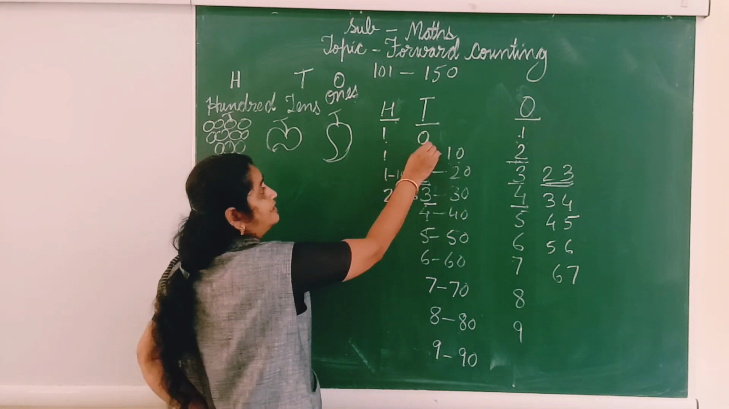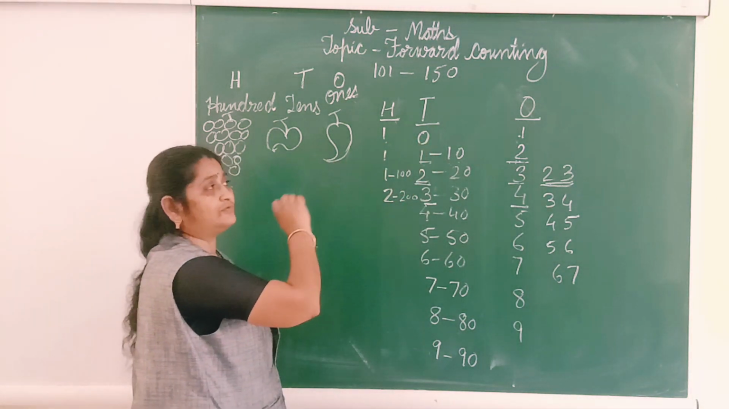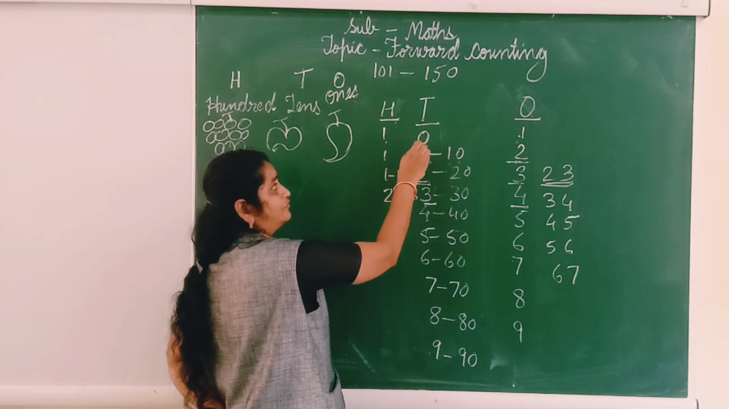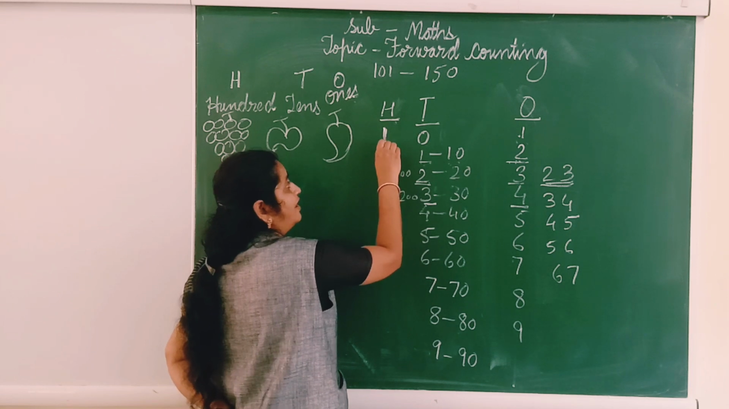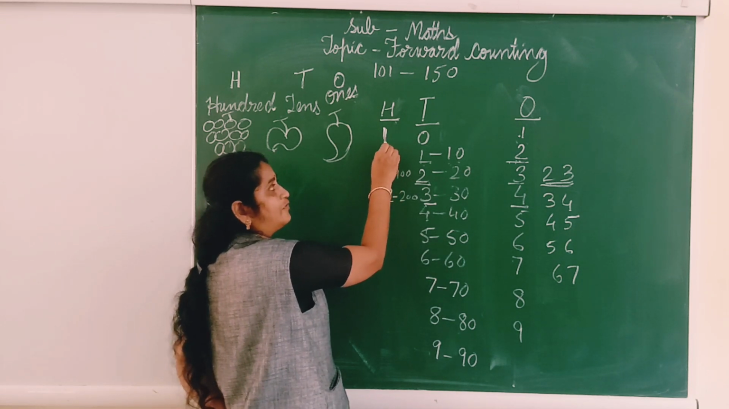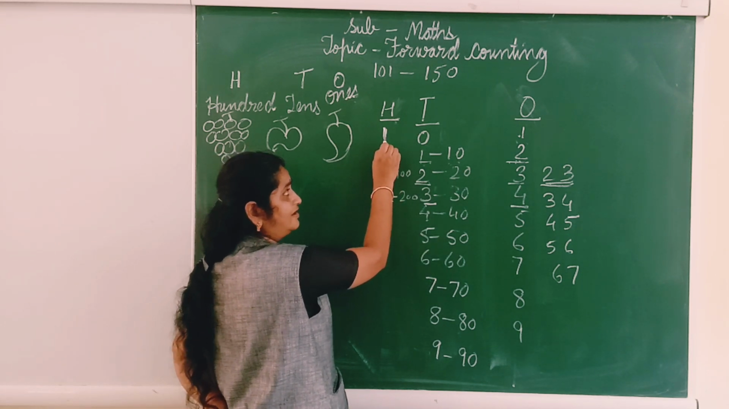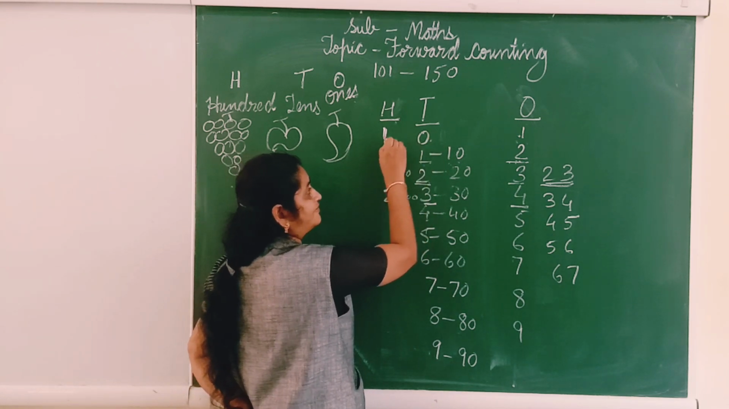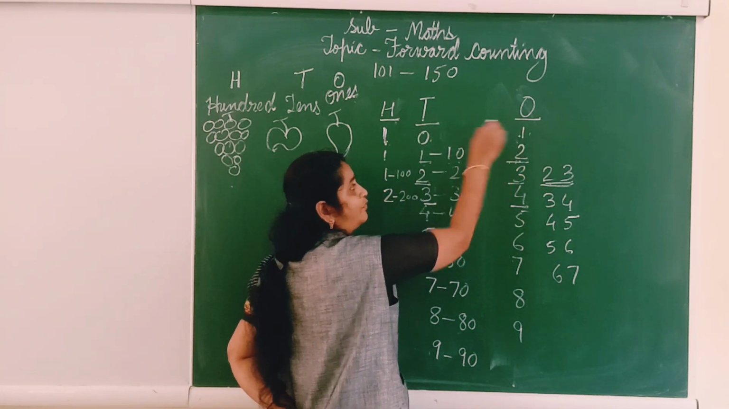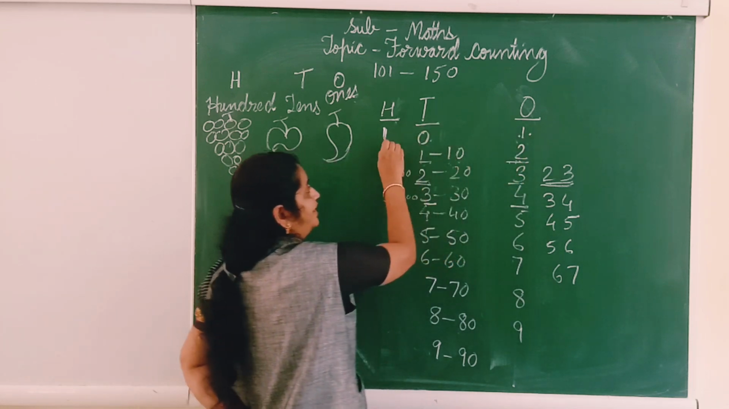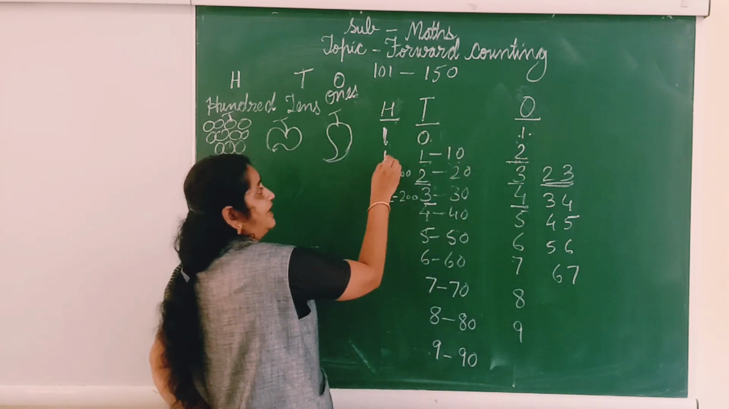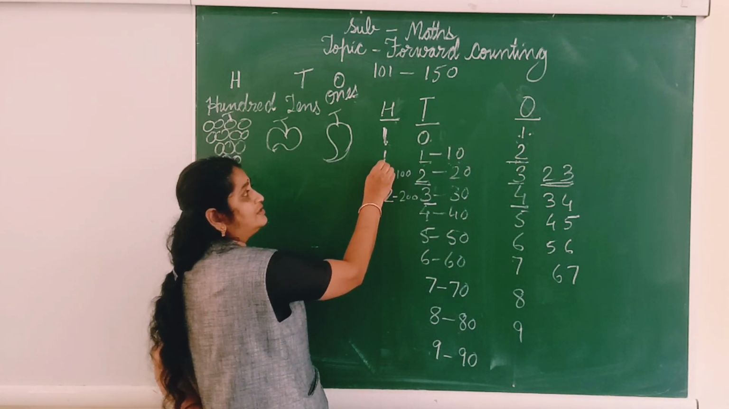101. Here under T there is no number, it is 0 written over here. So we will read 1, which has the value of 100. We will not read this number as 100, directly we will jump here: 101. And then we come down here.